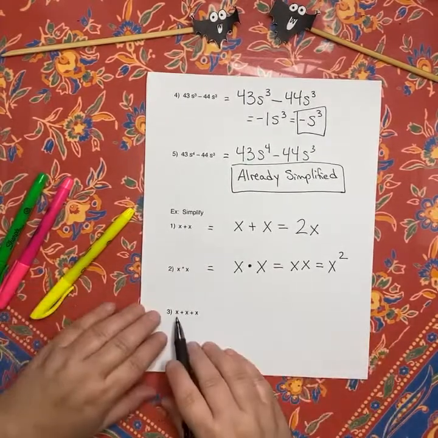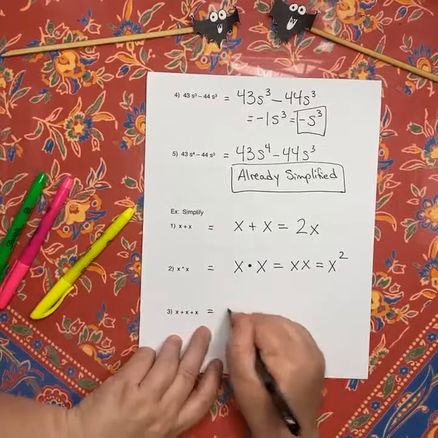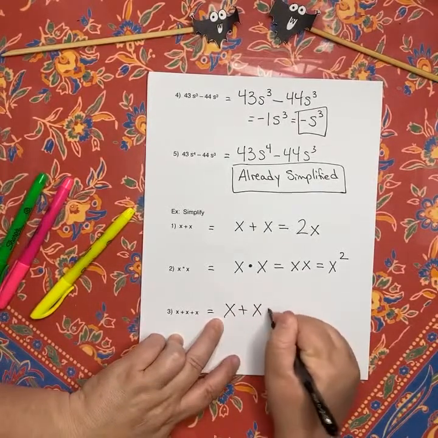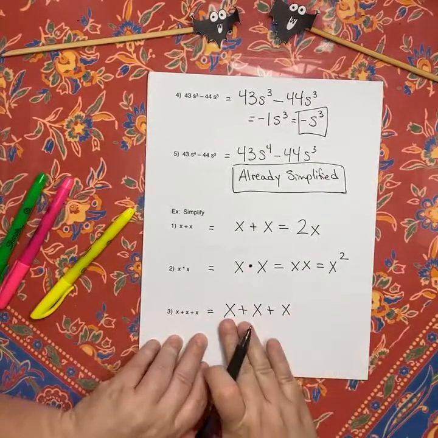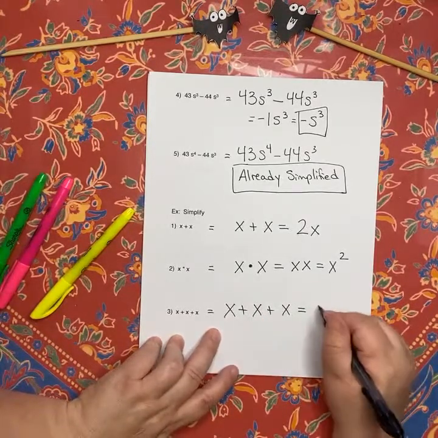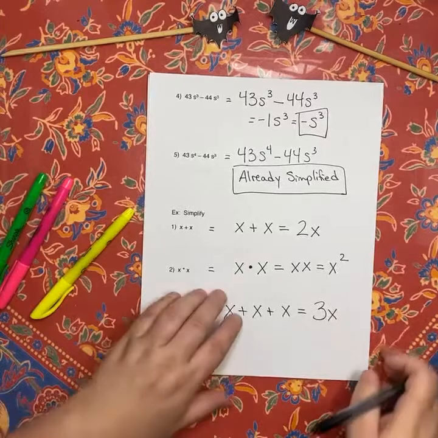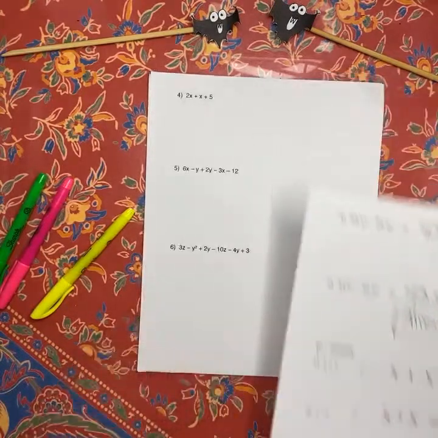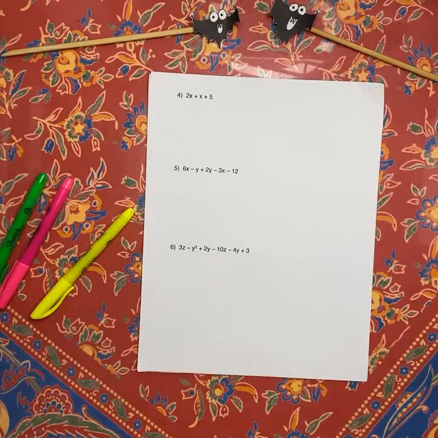What about x plus x plus x? If you're adding, you're counting them up. I've got an x and another x and another x. Altogether, I have, you got it, 3 x's. So far, so good? Yes. Okay.